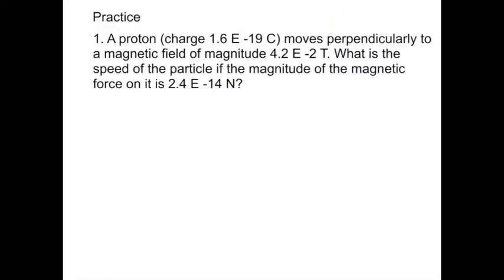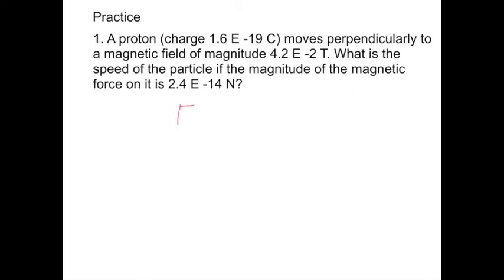Number 1. A proton, which we know has a charge of 1.6 times 10 to the negative 19th coulombs, moves perpendicularly to a magnetic field of magnitude 4.2 times 10 to the negative 2 teslas. What is the speed of the particle if the magnitude of the magnetic force on it is 2.4 times 10 to the negative 14th newtons?